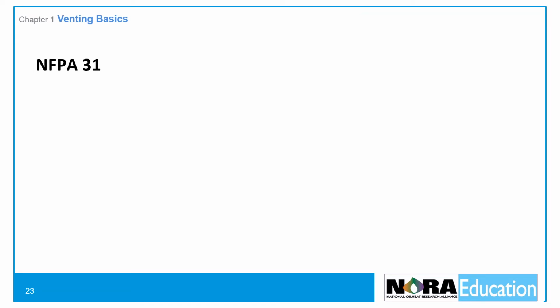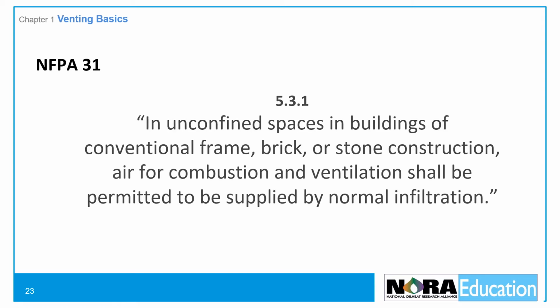Chapter 5 of NFPA 31 details the requirements of the standard to ensure that adequate air is available for the safe operation of oil-fired appliances. Section 5.3.1 of the 2020 version reads as follows. In unconfined spaces in buildings of conventional frame, brick, or stone construction, air for combustion and ventilation shall be permitted to be supplied by normal infiltration.